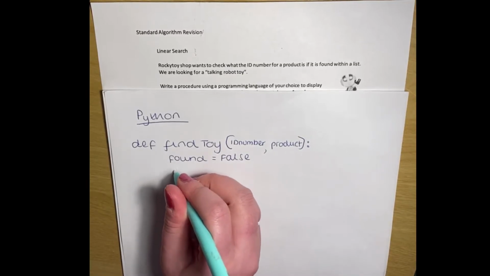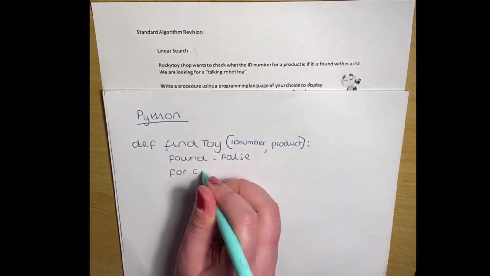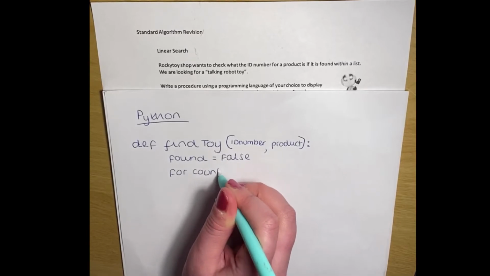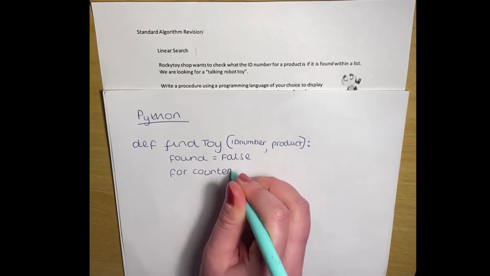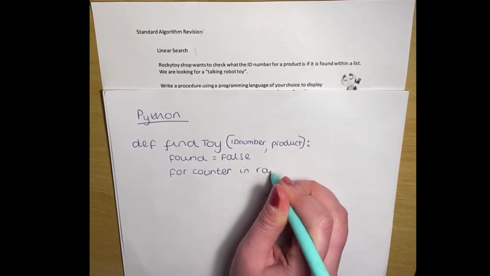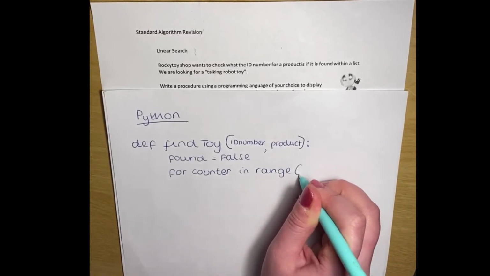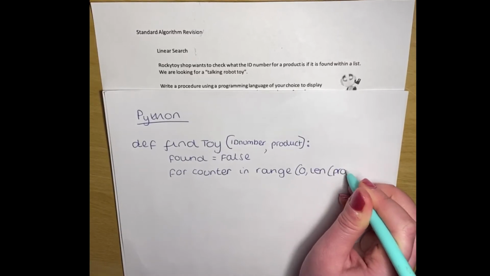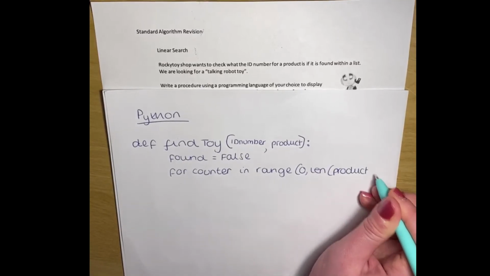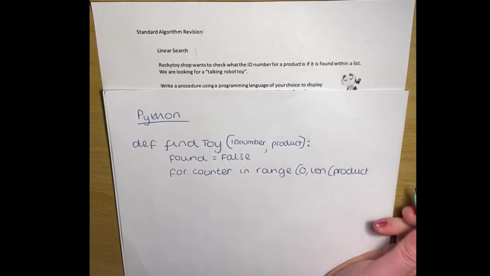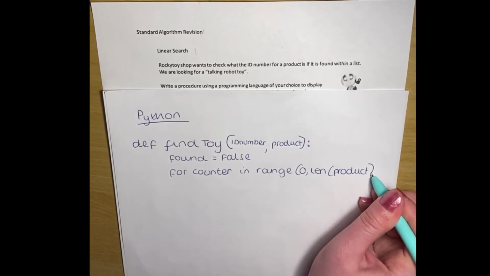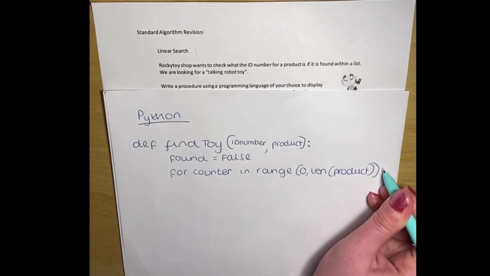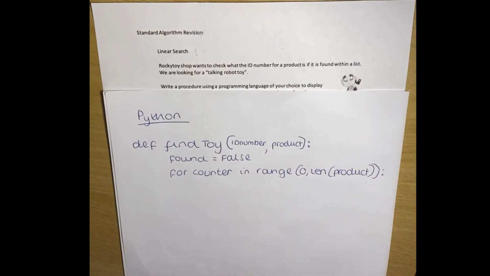We then want to put our loop in because we want to loop around all of the objects within our list. So for counter in range 0 to len product, which just looks at the length of the product array or records, whatever it is that we're reading in, and it will loop round that many times. Okay, so that's us set up our loop.